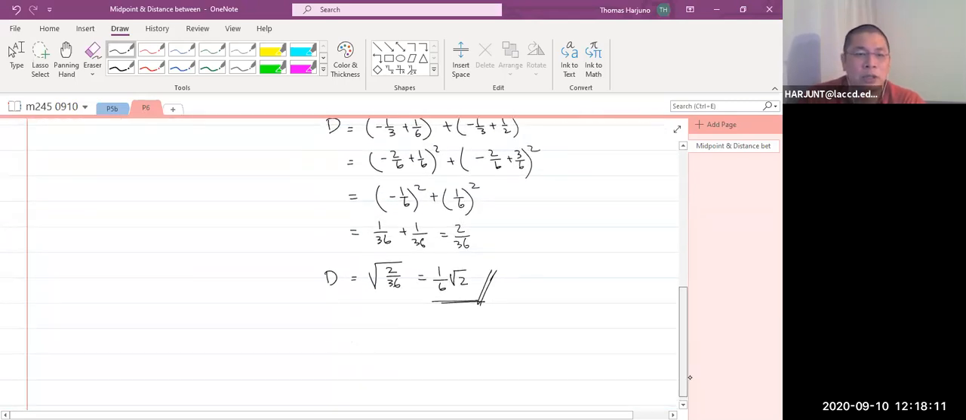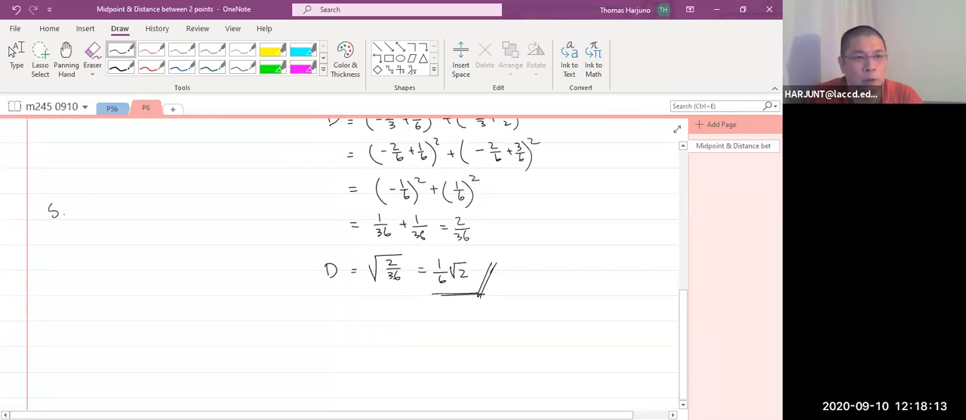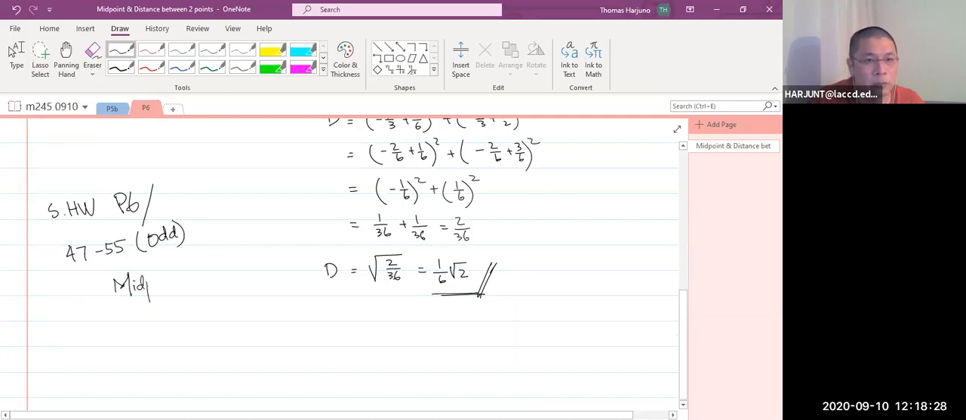Your suggested homework from here is a short one. We did that before. Number 47 to number 55. Do the odd ones. Just do the midpoint and the distance. That's for P6.